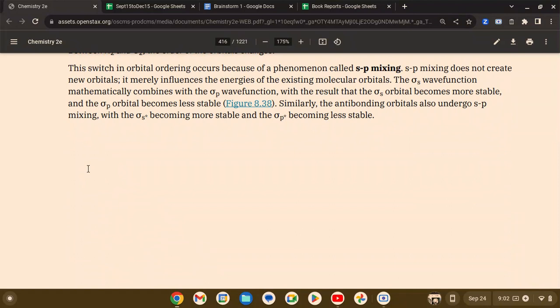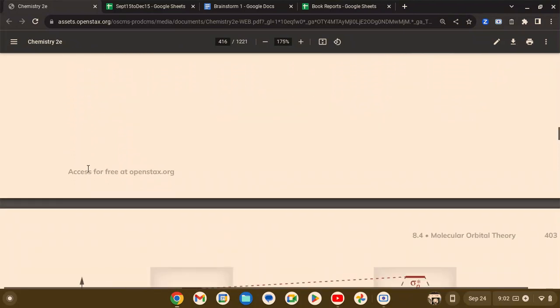Sp mixing does not create new orbitals, it merely influences the energies of the existing molecular orbitals. The sigma s wave function mathematically combines with the sigma p wave function, with the results that the sigma s orbital becomes more stable and the sigma p orbital becomes less stable. Similarly, the antibonding orbitals undergo sp mixing, with the sigma s star becoming more stable and the sigma p star becoming less stable.